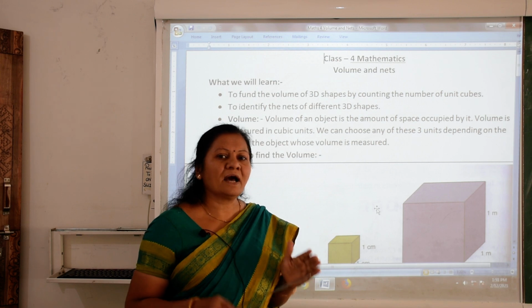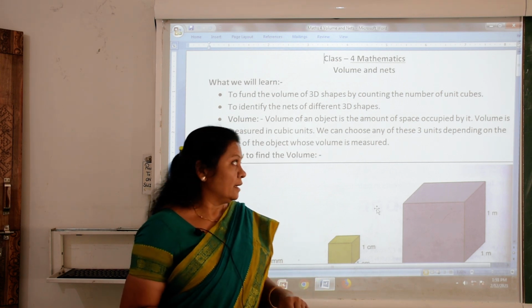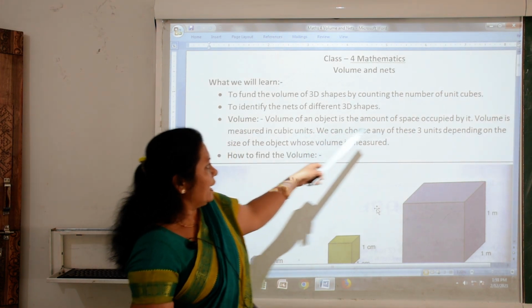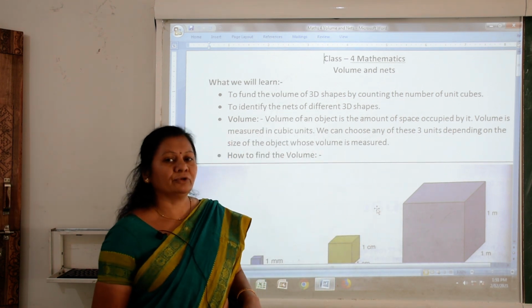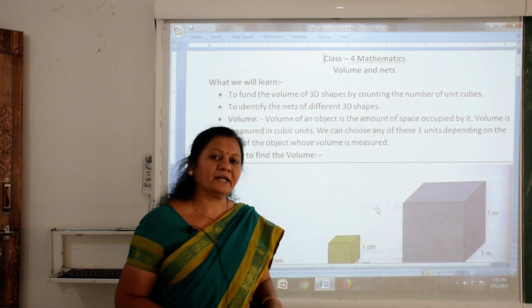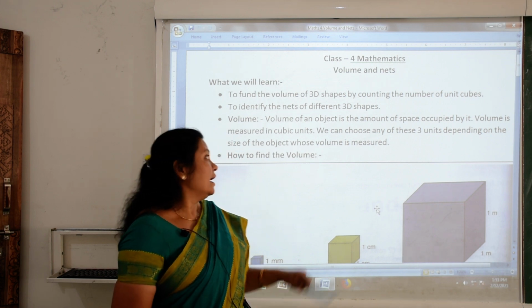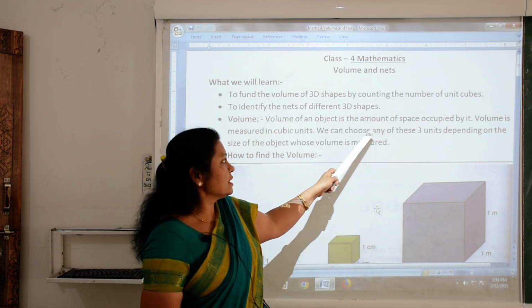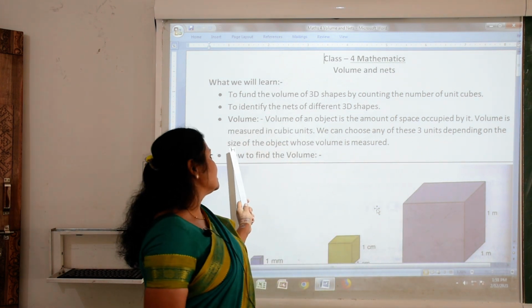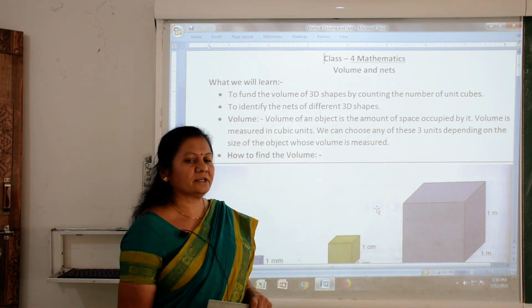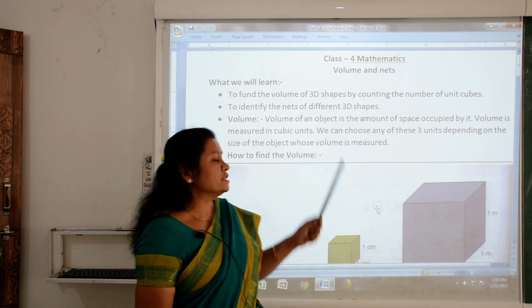It means how much space is covered by it, that is volume. And volume is measured in cubic units. Volume is measured in cubic units, and we can choose any of 3 units depending on the size of the object whose volume is measured.